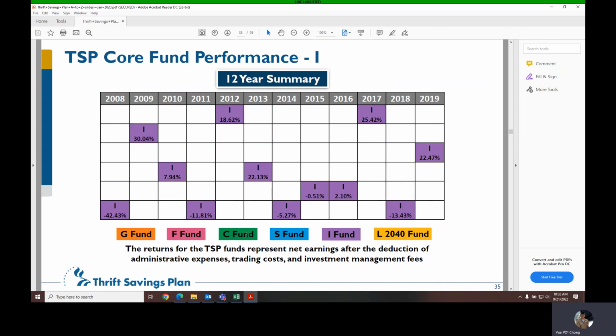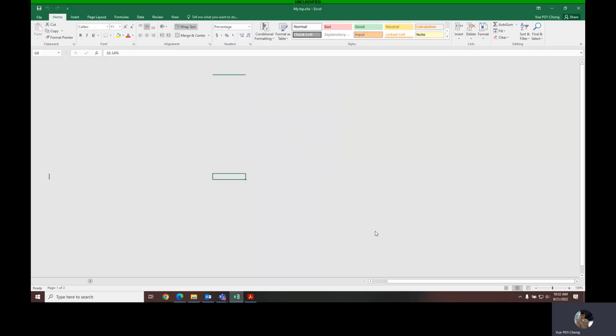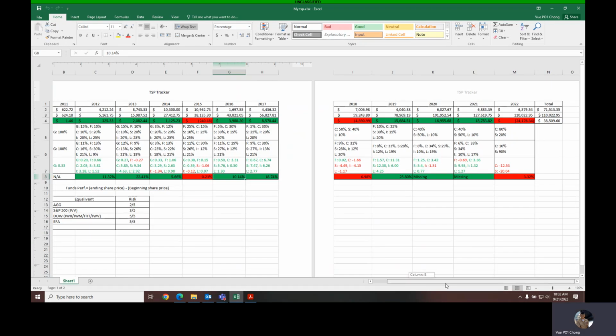But again, for what I do, it's 80% C, 20% S, and then I'm buying more of the S fund because it's way underperforming. So it lost $20 per share since it started the year. So if you buy more S now, when it bounces back up, you're going to gain a lot more than the C fund.